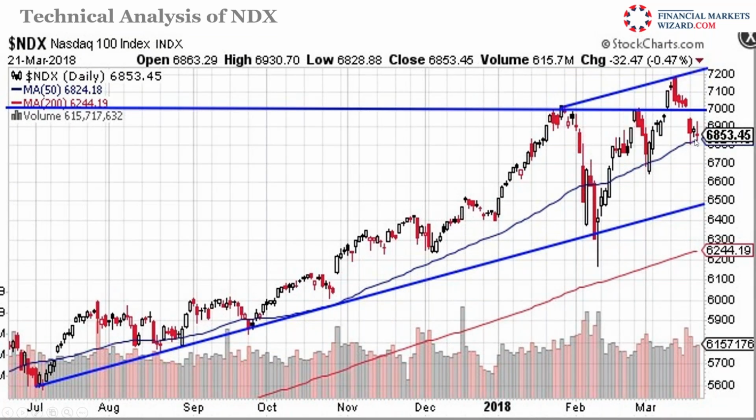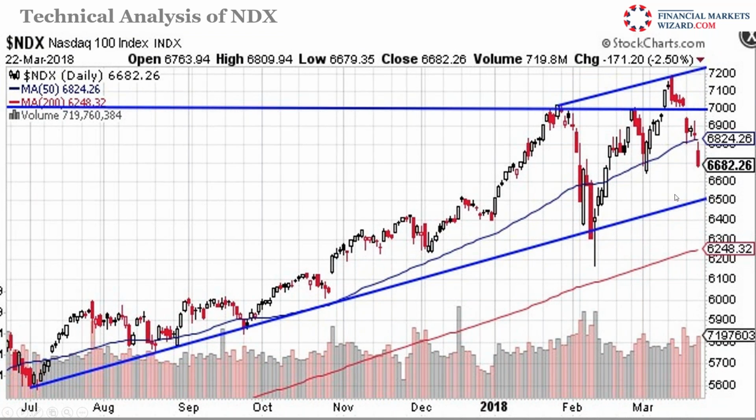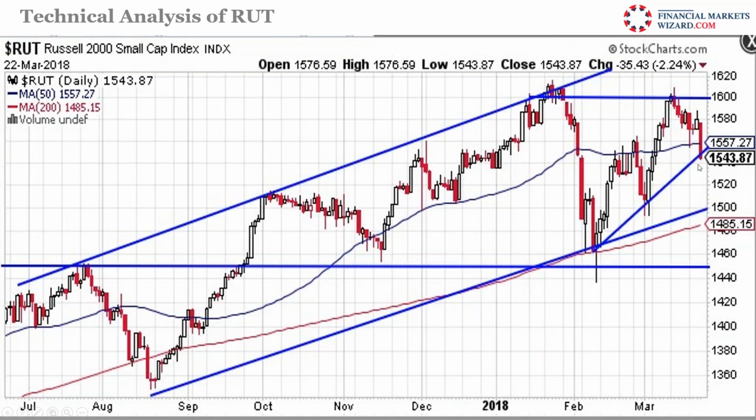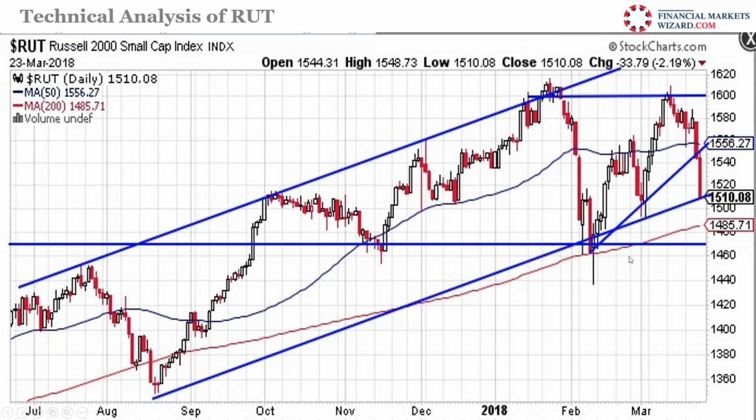Nasdaq was sitting on the 50-day moving average on the 21st of March, and then it gapped down. So this is really bearish. Gap down from the 50-day and sitting right at this support. So it can easily break on Monday, Tuesday. It can easily break to 6250. So 6250 is the key for Nasdaq 100. Russell is doing the same thing, sitting right here. Russell 2000 hammer is way below.